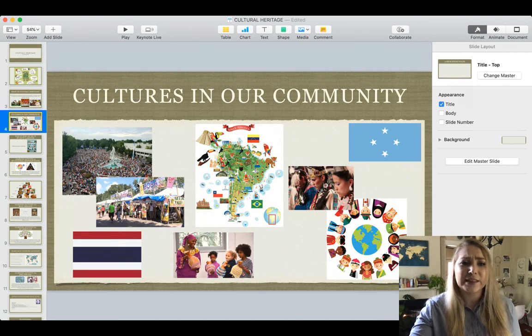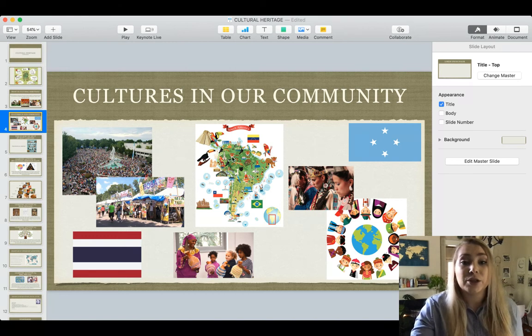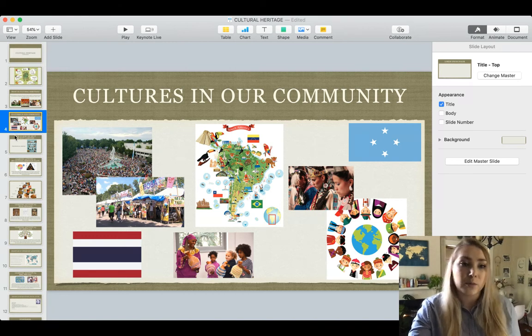Here's an example of some cultures in our own community. On the left here, I have pictured the Marian Days Festival that takes place in Carthage every year. It's a Vietnamese festival. We have many Asian cultures in our community, such as Thailand, or we also have African American cultures, Native American cultures, Micronesian cultures, and many South American cultures as well.